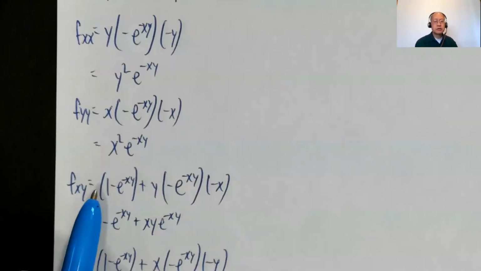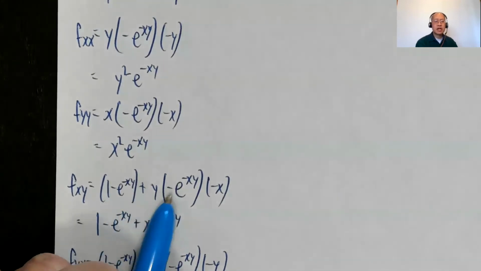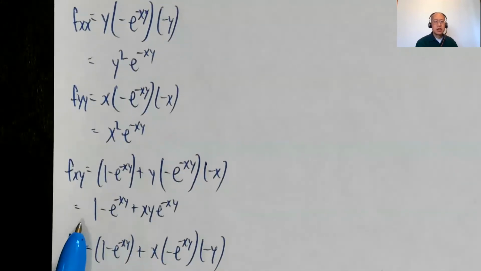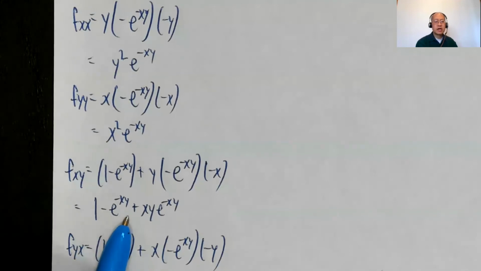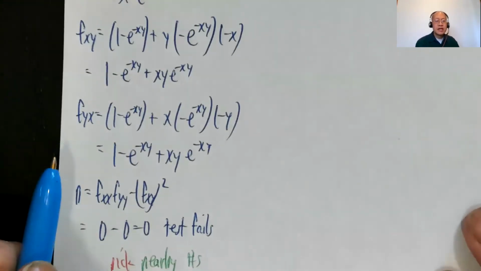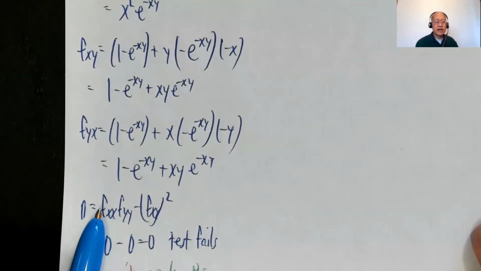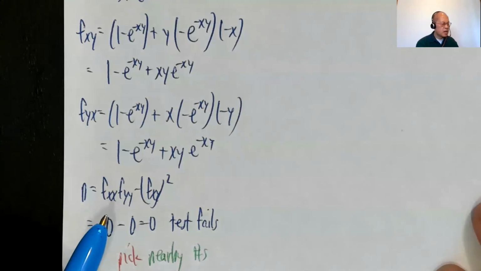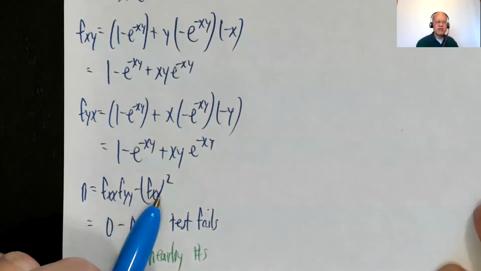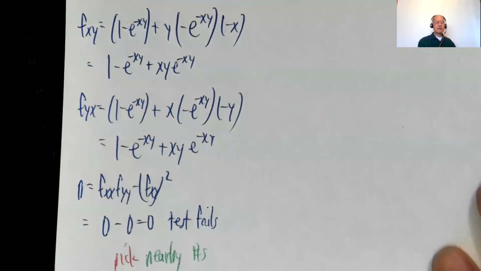And then the mixed partials, fxy is 1 minus e to the negative xy plus y times negative e to the negative xy times negative x, which comes to be 1 minus e to the negative xy plus xy e to the negative xy. Okay, and just to double check, I did fyx, it came out to be the same thing. In this case, the D comes out to be 0 though. Okay, so D is fxx times fyy minus fxy squared. That comes out to be 0, which means the test fails.